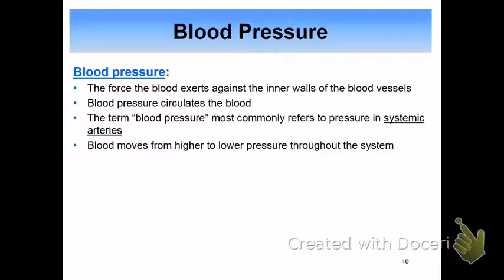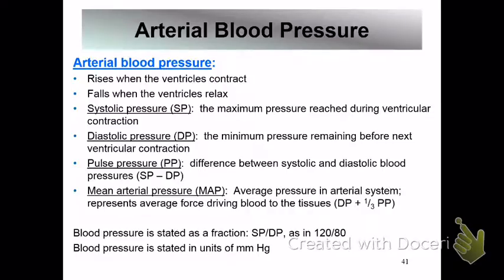Okay, blood pressure. The force of blood, and we always measure the arteries, that exerts against the inner wall of blood vessels. Blood circulates. The term blood pressure most commonly refers to systemic arteries. Of course, there is pressure everywhere, but we're normally talking about arteries. It rises when the ventricles contract, falls when they relax. So there's systolic pressure, and that's the maximum pressure reached during the ventricle contraction.